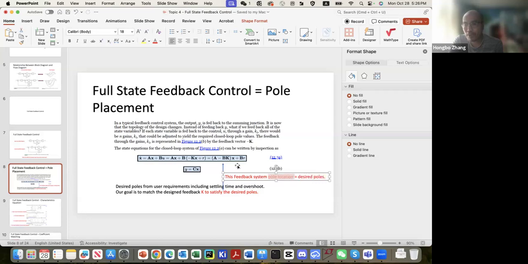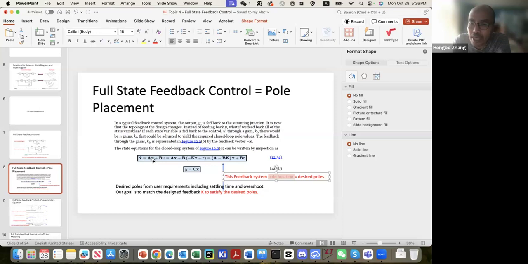This pole location here, how do we know this feedback? What do you mean by feedback? Because of K, right? A minus BK. Why A minus BK? Because here we know U is R minus KX. We collect terms, combining this term together, called A minus BK. This Ax plus Br is the new feedback system state space.